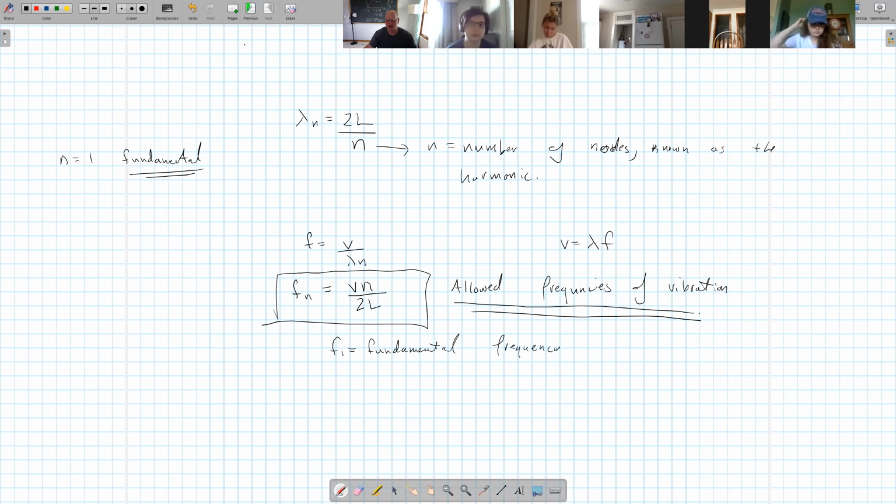This is the lowest possible vibration that a string can actually have. Anything above that, so for f2 and greater, these are what are known as the harmonics. So n is equal to 2, for example, is the second harmonic. N equals 3 is the third harmonic, and so on.